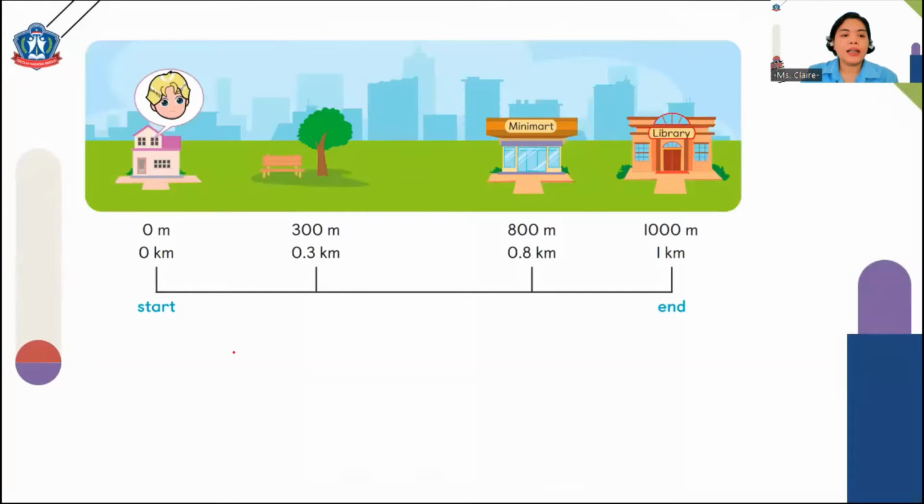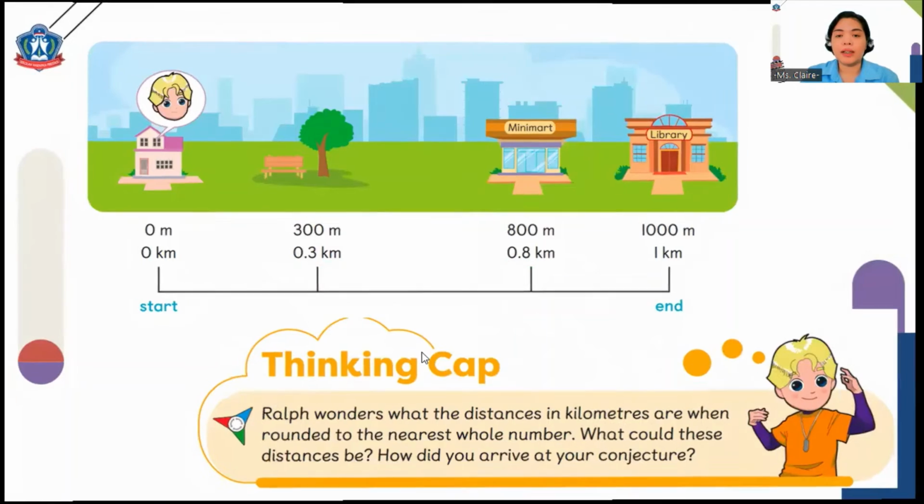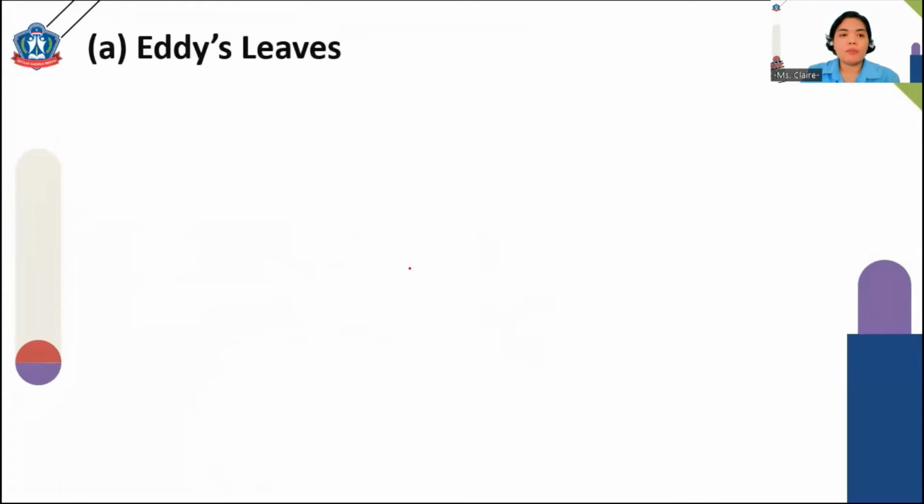Now, take a look. Ralph wonders what the distances in kilometers are when rounded to the nearest whole number. What could these distances be? Now let's see, we have 0.3. This is a decimal. If rounded to the nearest whole number, what could be the distance? How about 0.8? If we are going to round it to the nearest whole number. So in this video, you will learn how to round decimals to the nearest whole number.